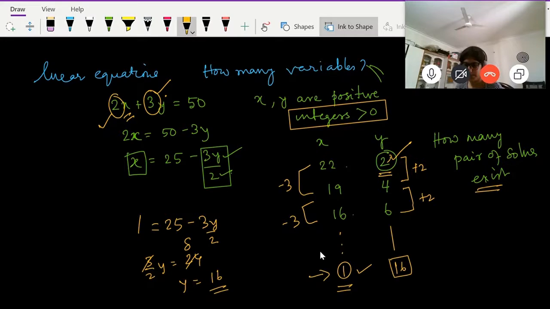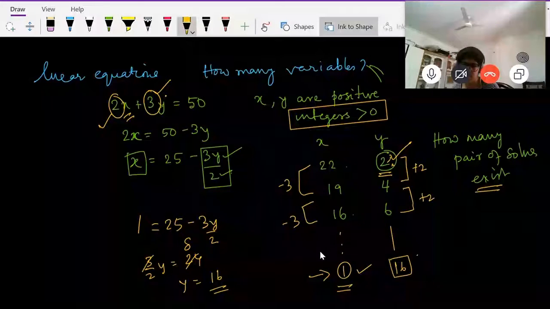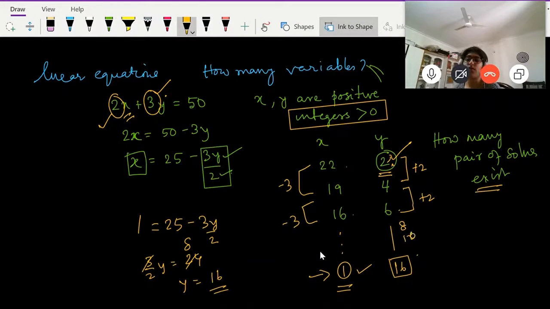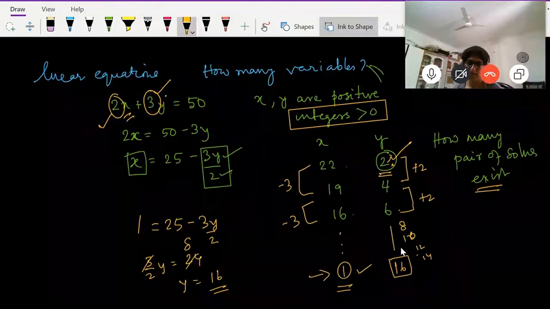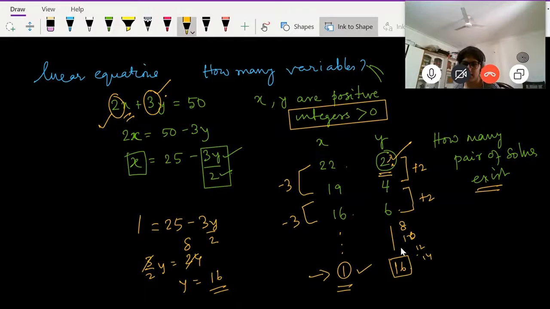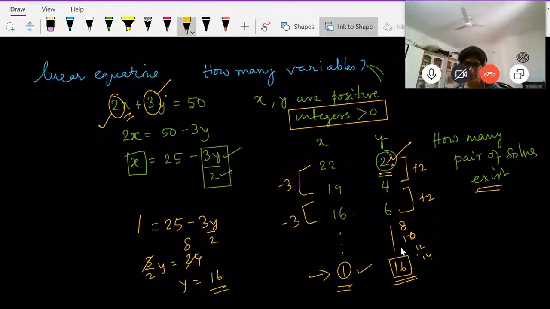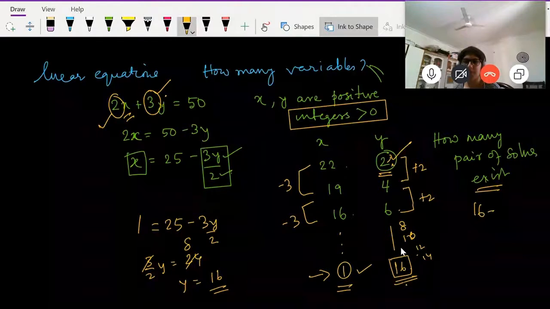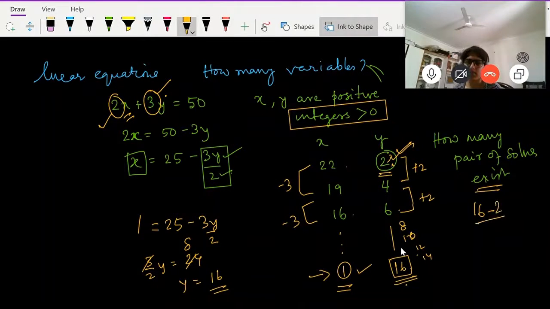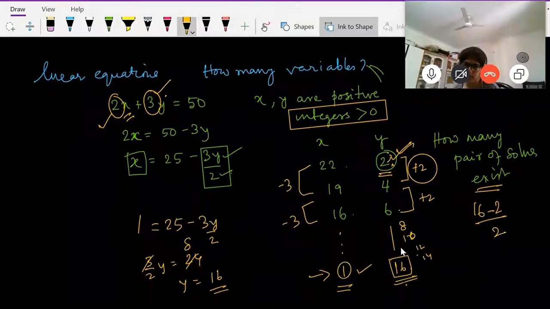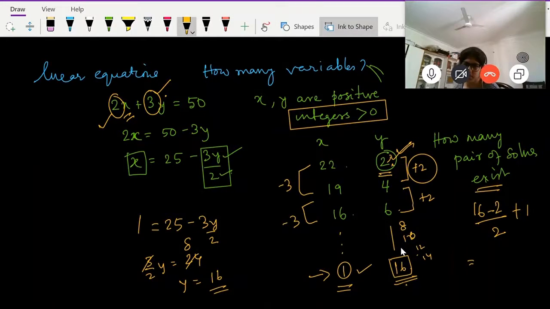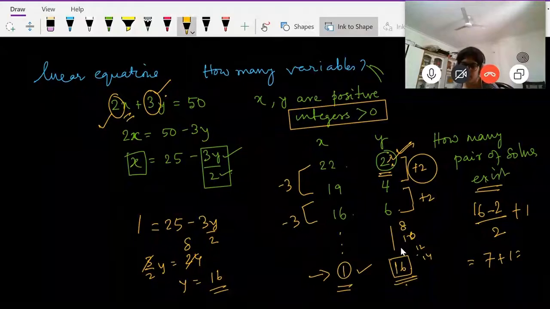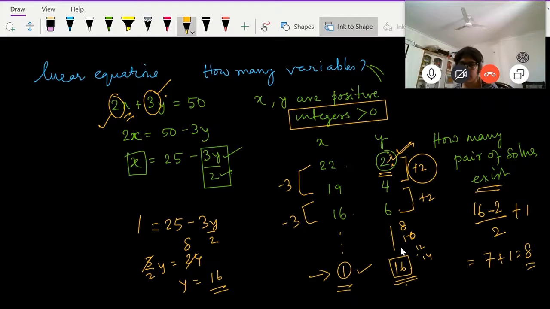So it can happen from 2 to 16: 2, 4, 6, 8, 10, 12, 14, 16, right? And the simple way to find this out is look at the last value, which is 16, minus the first value, which is 2, divided by the common difference, which is 2, plus 1. That means 14 by 2, which is 7, plus 1, which is 8 pairs, right?